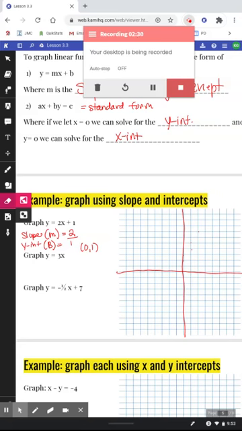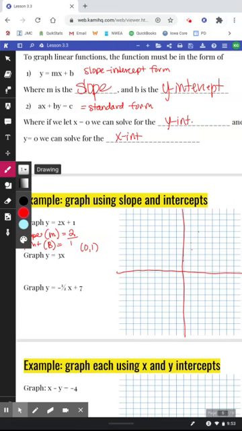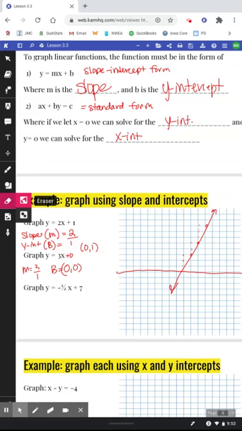Okay, for the second one here, I have y equals 3x, and there's nothing behind it, so I'm going to put plus 0. So my slope is 3 over 1, and my starting point, my y-intercept, is (0, 0). So I start there, I move up 3 over 1, and there is that graph. Oh no. Erase the whole thing.